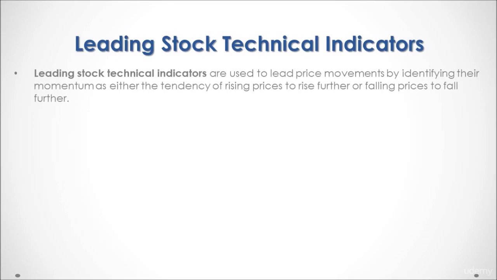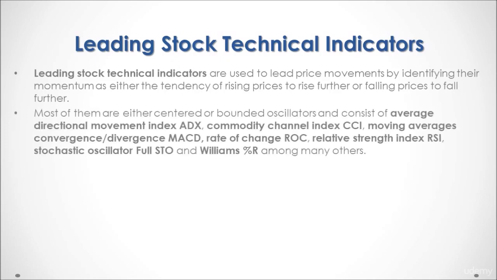Leading stock technical indicators are used to lead price movements by identifying their momentum as either the tendency of rising prices to rise further or falling prices to fall further. Most of them are either centered or bounded oscillators and consist of average directional movement index, commodity channel index, moving averages convergence divergence, commonly known as MACD, rate of change, relative strength index, stochastic oscillator, and Williams percentage R, among many others.